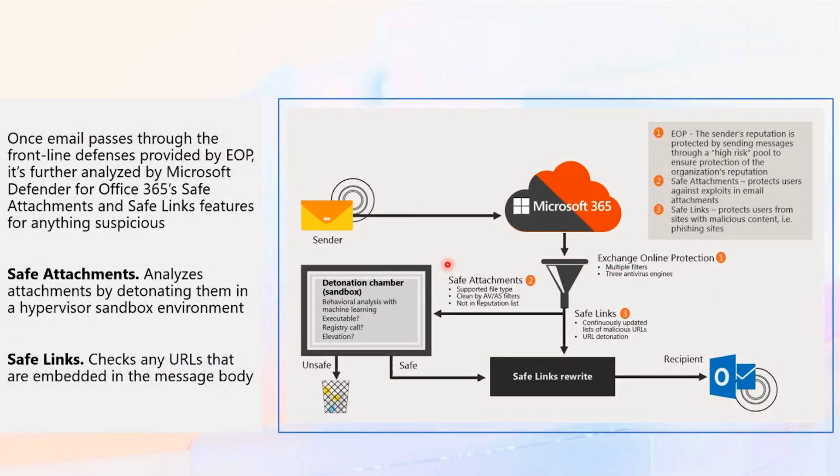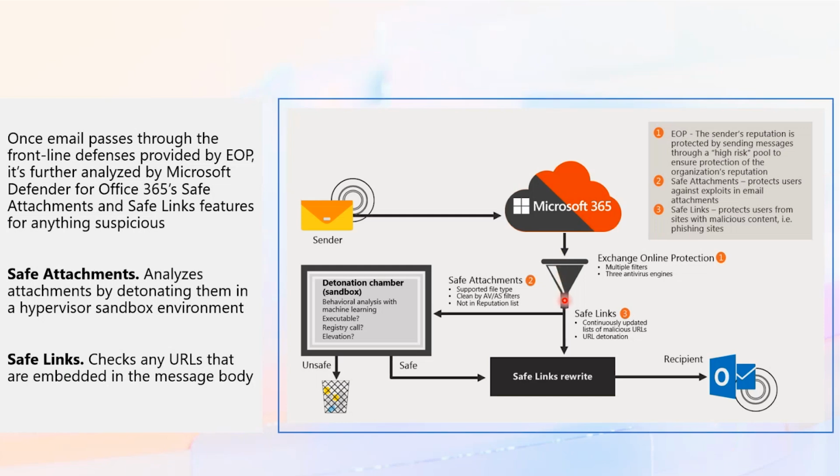Now, this is a bit of a graphical example of Defender for Office 365. So what happens is, by default, someone sends an email, it reaches Microsoft 365. First, it's examined by Exchange Online Protection. Exchange Online Protection doesn't find anything malicious in that email, so it basically lets it go on its merry way.